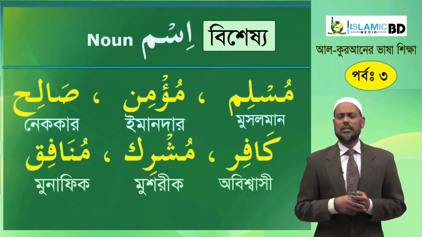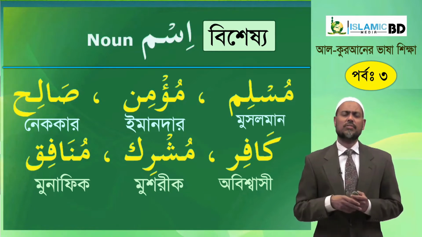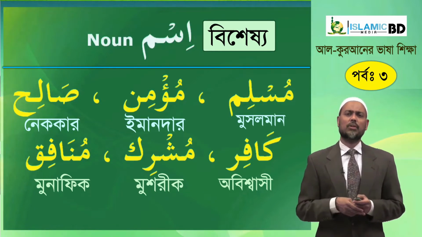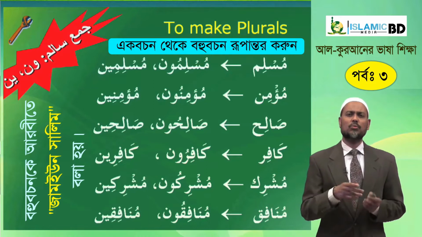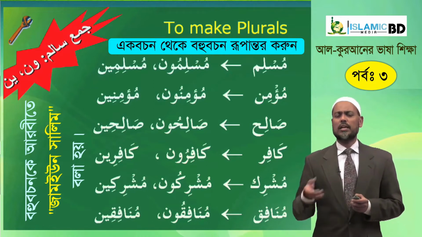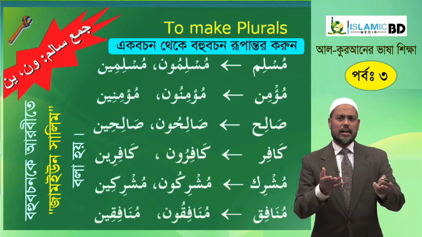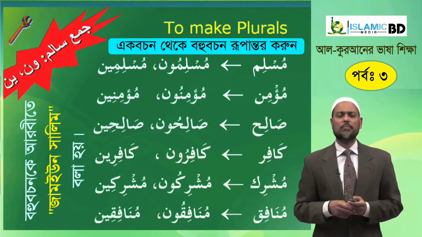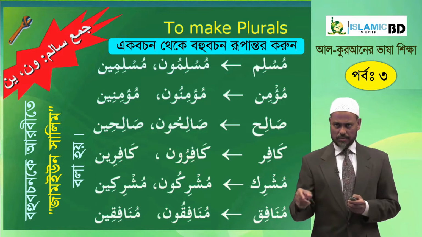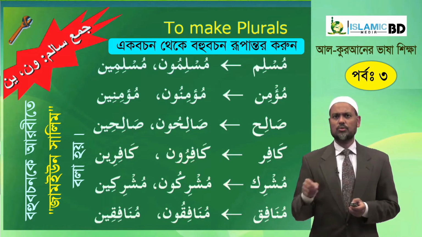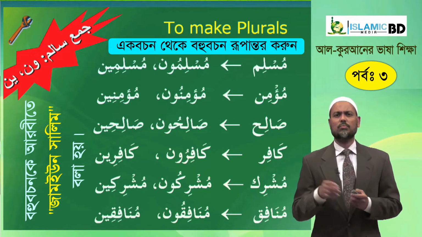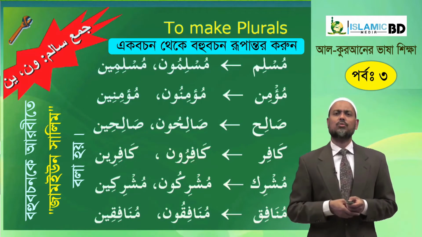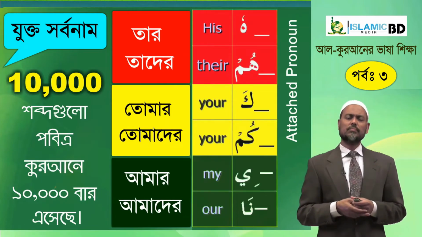We have also learned 6 different types of nouns and how to make their plural, like plural of Muslim is Muslimun, Muslimin. Plural of Mu'min, Mu'minun, Mu'minin. Salih, Salihun, Salihin. Kafir, Kafirun, Kafirin. Mushrik, Mushrikun, Mushrikeen. Munafiq, Munafiqun, Munafiqeen. This is one way to make the plurals.